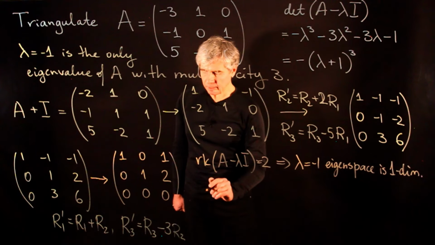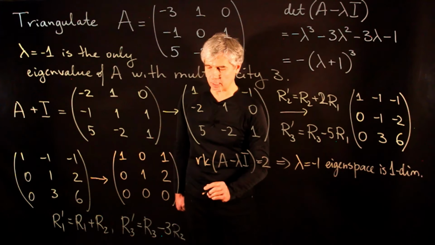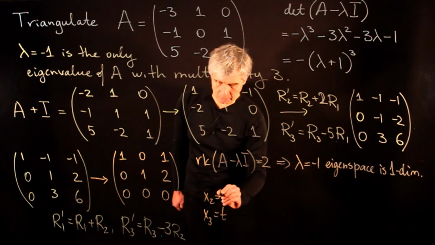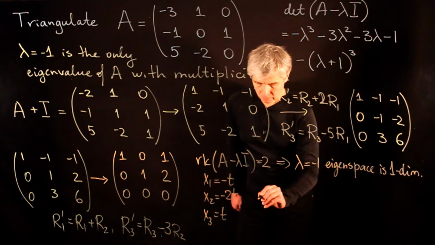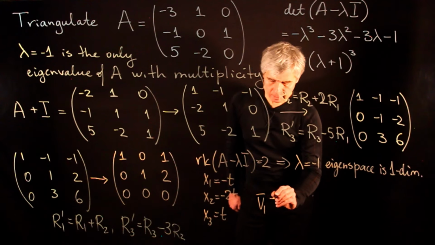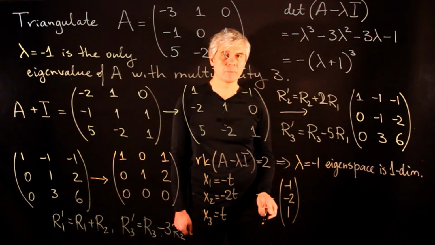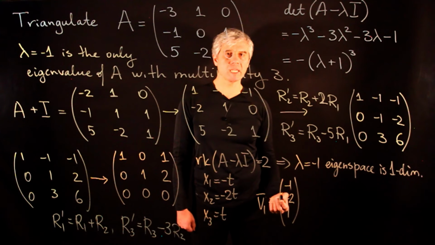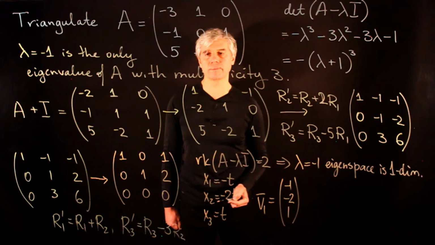So we have a single eigenvector which is given by the general parametric solution of this system. So we have x3 is equal to t, x2 is equal to negative 2t, and x1 is equal to negative t. So we have the eigenvector v1, which is minus 1, minus 2, 1. We know that when we triangulate a matrix, the first vector in our new basis is always an eigenvector. So since here we have only one eigenvector, we have to take this vector as our first basis vector.